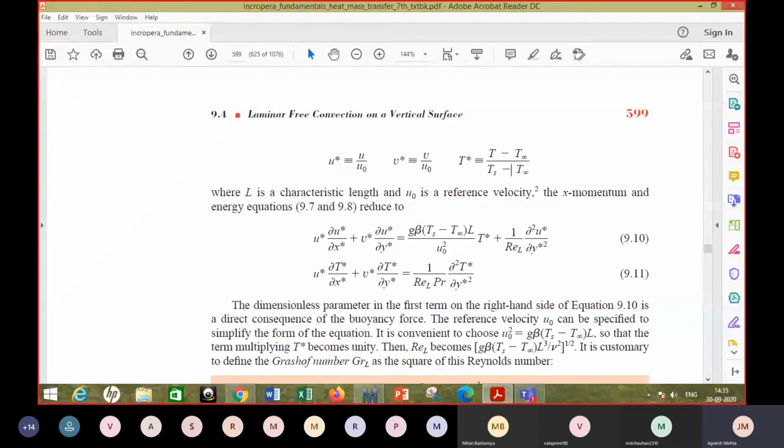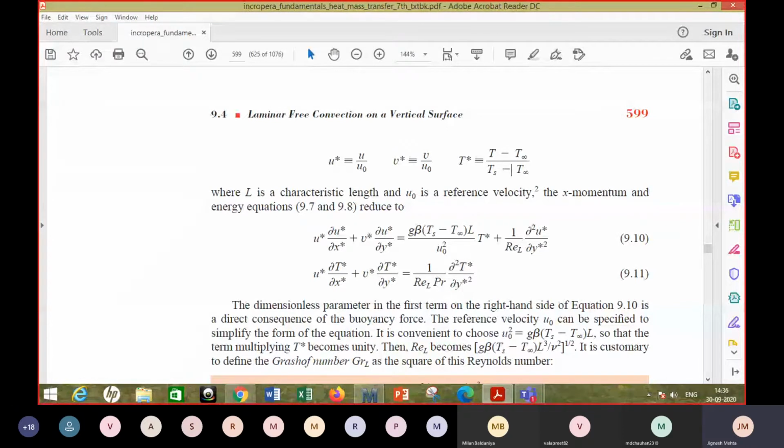We are discussing free or natural convection, and the governing equations applicable in the boundary layer of the free convection case were presented. The x momentum equation, which is the most important and slightly different from external flow, was presented and then non-dimensionalized. You can see how it looks when it is non-dimensionalized. The first one, 9.10, is the non-dimensionalized x momentum equation.